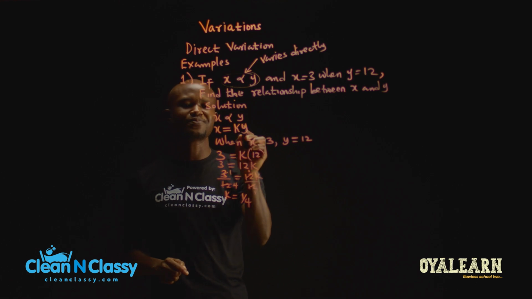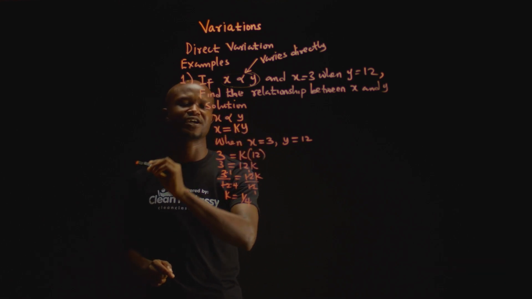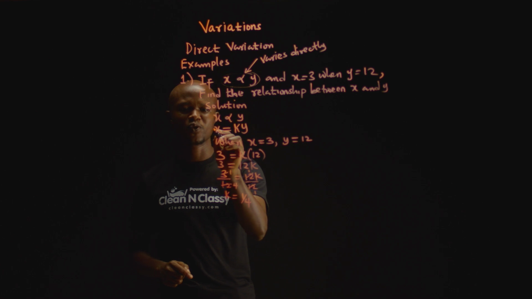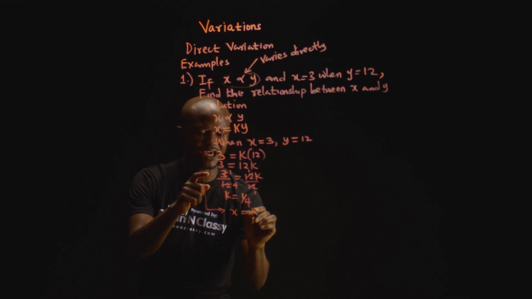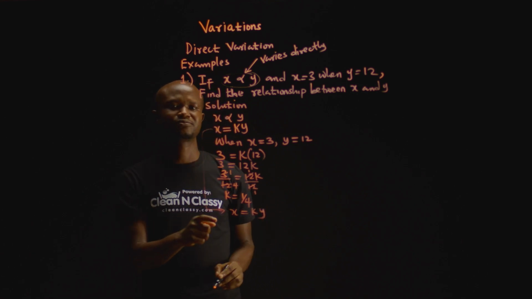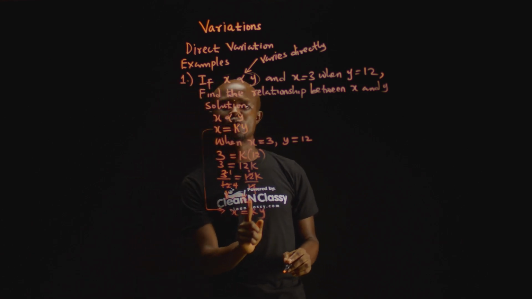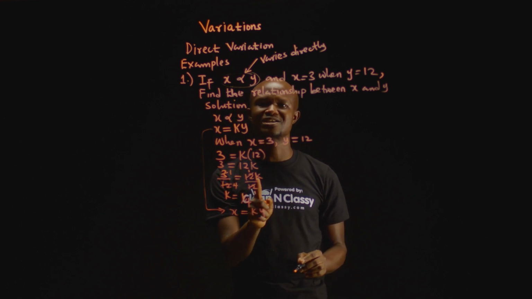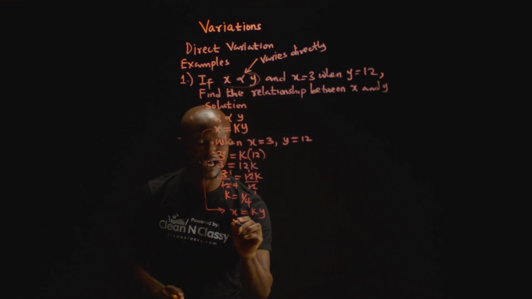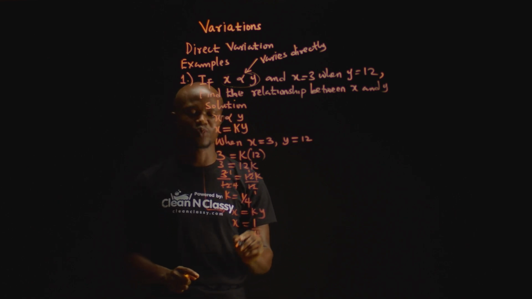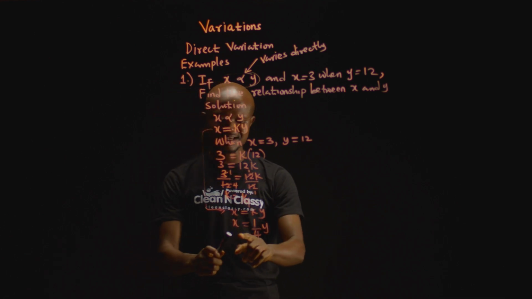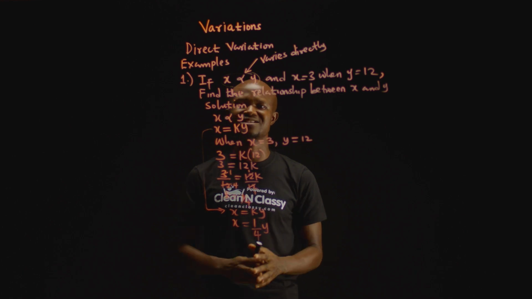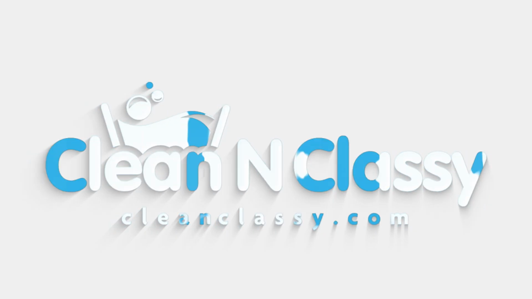Now, from this relationship that we have here, we can have x equals ky. Anywhere you see k, we put in the value of k now, which is 1 over 4. It means x equals, instead of writing k, we put in 1 over 4. So we have x equals 1 over 4 y. This is the relationship between x and y, and that is the solution to the problem. Thank you.